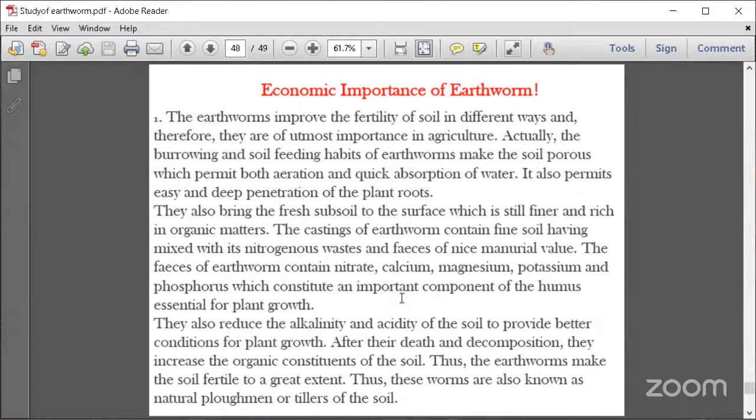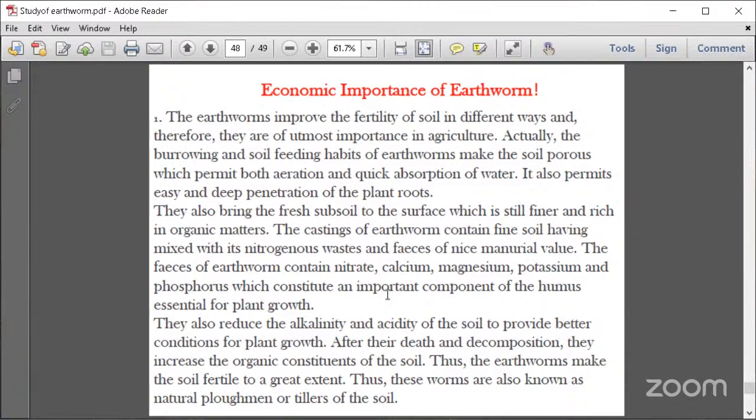Actually, the burrowing and soil feeding habit of earthworms make the soil porous, which permits both aeration and quick absorption of water, that permits easy and deeper penetration of the plant roots. They also bring the fresh subsoil to the surface, which is still finer and rich in organic matters.